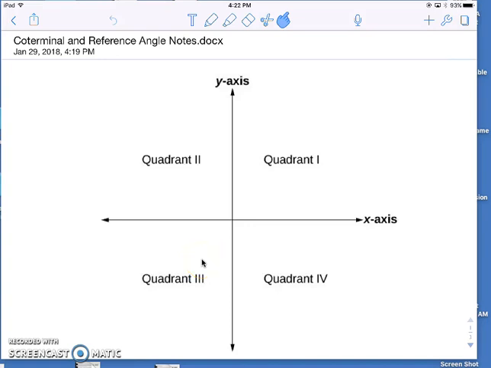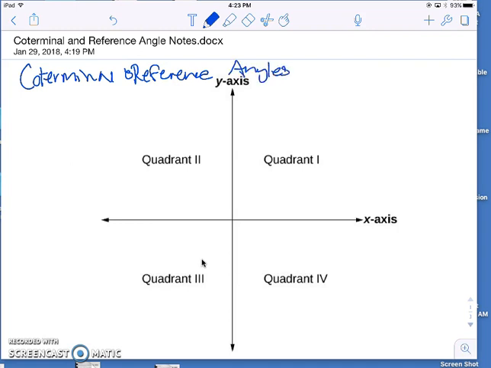So today we're going to take a look at coterminal and reference angles. So you can title this one Coterminal and Reference Angles. So first thing we're going to do, and I'm going to erase that so I can write a little bit on here.